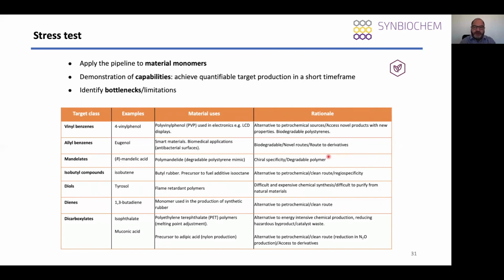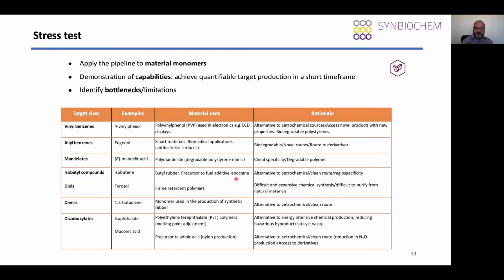So the idea that was performed last year in Manchester was to apply a stress test to the SynBiochem Center, which is the biofoundry there in Manchester, in order to see how many monomers, which are molecules that are used for building materials, were possible to produce in a short amount of time, within a time frame of 3 months.